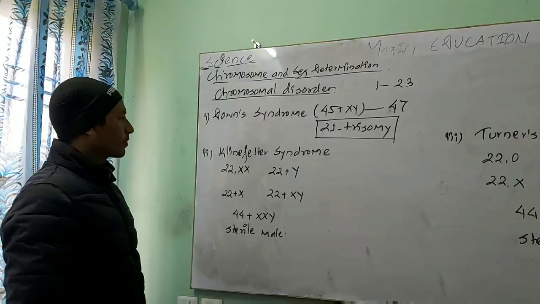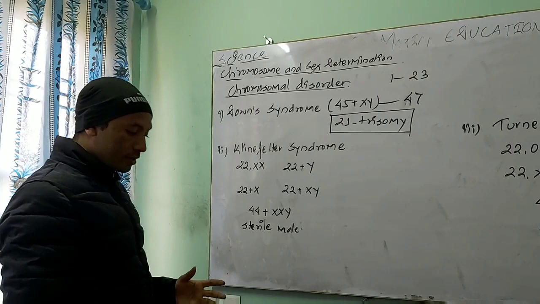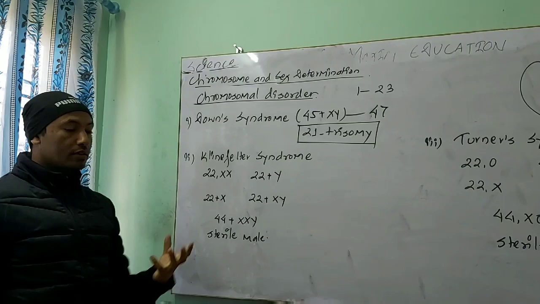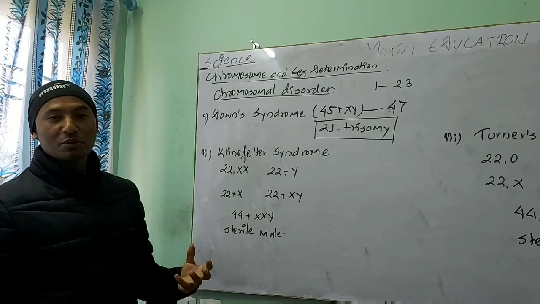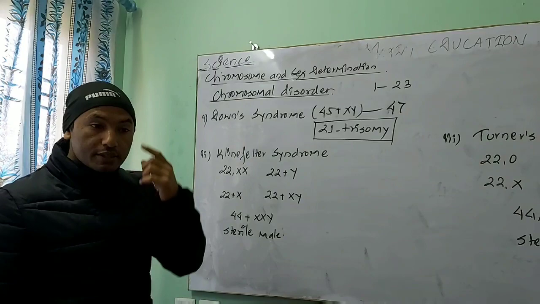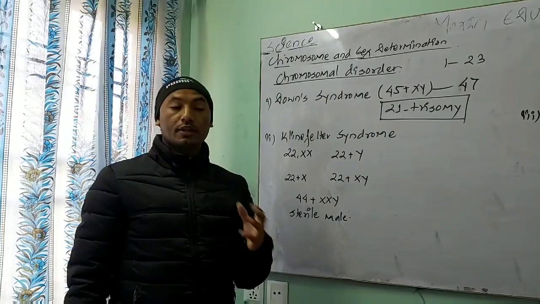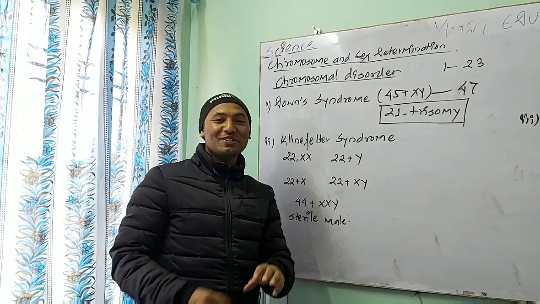The symptoms of Down syndrome are a round face, Mongolian type of face, and Mongolian type of eyelids. It is not certain that every Mongolian suffers from Down syndrome. It is just a structure. It is a round face and Mongolian type of eyebrows. Next, the mouth remains open. We can close our mouth, but a person having Down syndrome will have the mouth a little bit open every time.